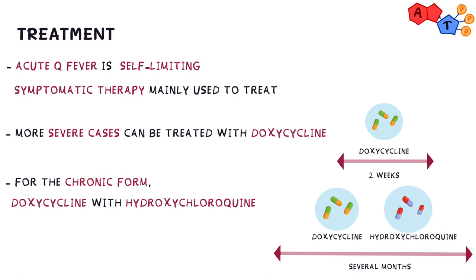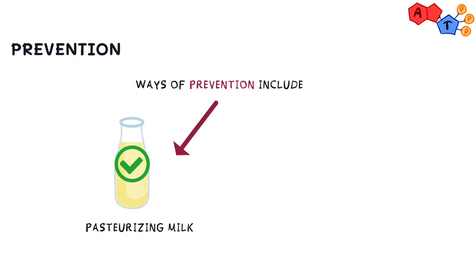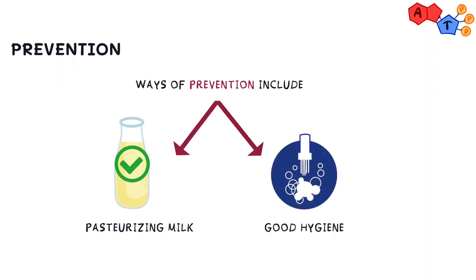So as you can see, there is a very large gap in the duration of treatment between the acute and chronic forms. And finally, prevention. Ways of prevention include pasteurizing milk and generally maintaining good hygiene.